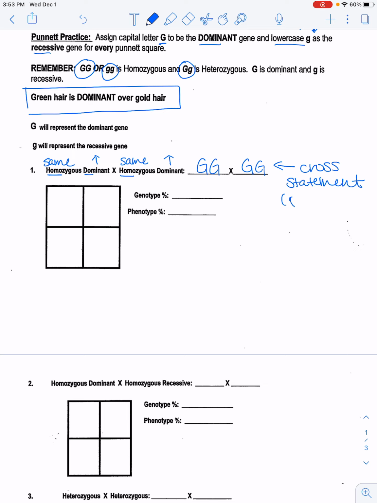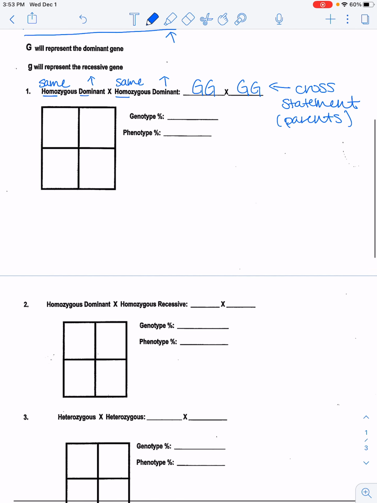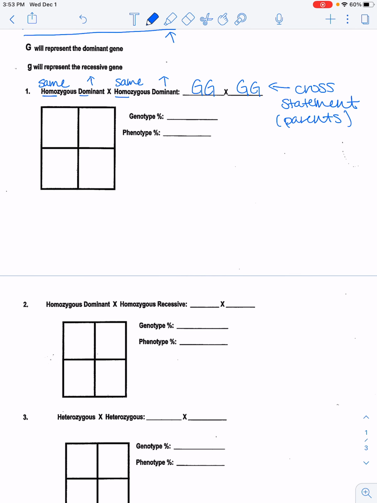Okay, these are also the parents. So the point of a Punnett square is to predict the possible percentage of these traits showing up in offspring, okay? So in this one, we're studying hair, if it's green hair or gold hair in this situation. And we're just going to see what is the probability that these two parents are going to have a child with green hair or with gold hair, okay?